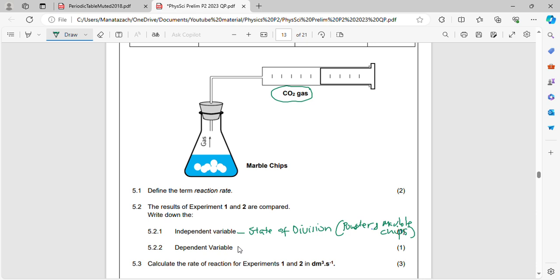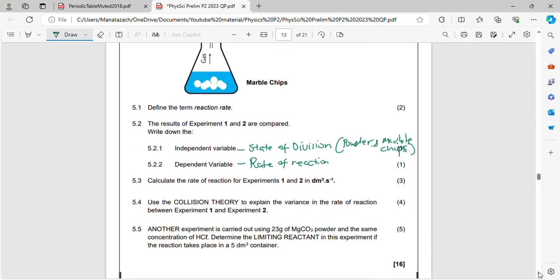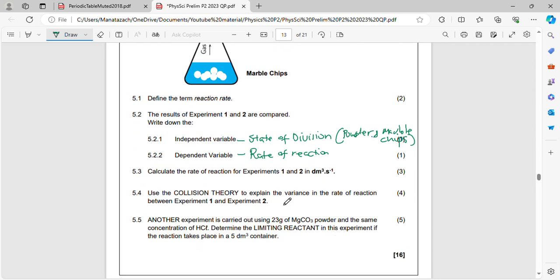Then the dependent variable would be the rate of reaction. Or if you don't want to write rate of reaction, you can just write the definition of the rate of reaction and say it's the amount of carbon dioxide gas produced per unit time. That would be the dependent variable. So most often, a rate of reaction is going to be a dependent variable.